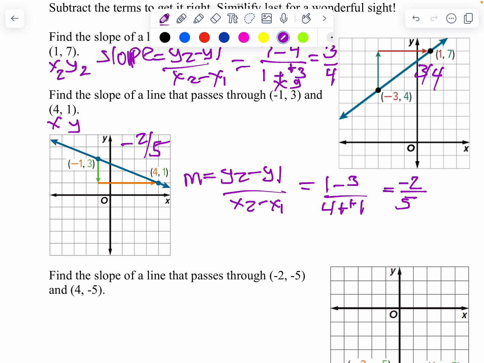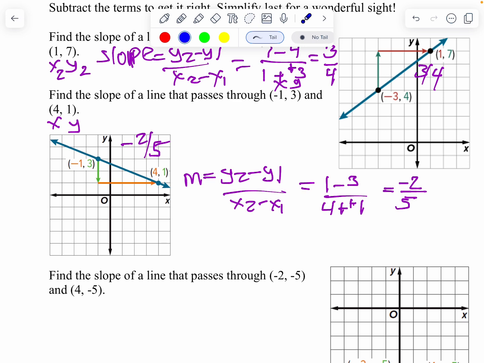Negative because my line is falling from left to right. You read a sentence like you read a line. We read it left to right. So if it's going down, it's negative. If it's going up, it's positive. But you read it left to right.